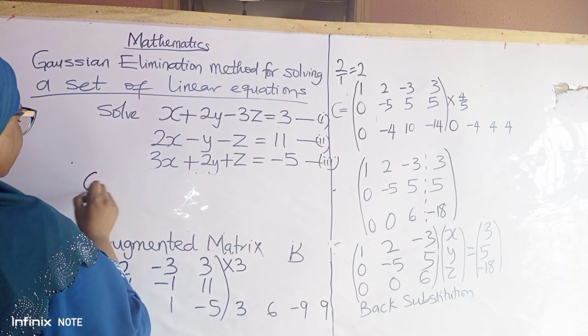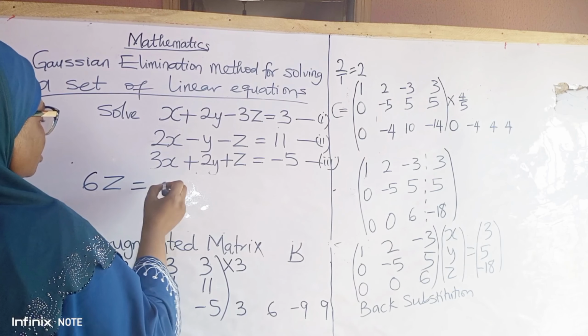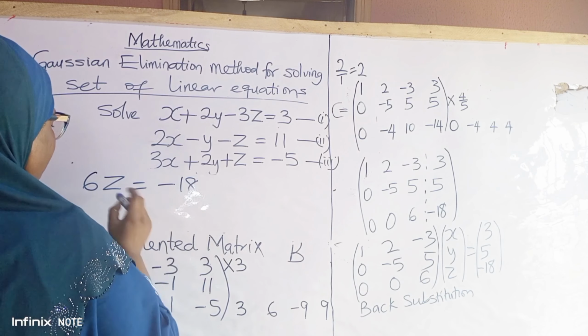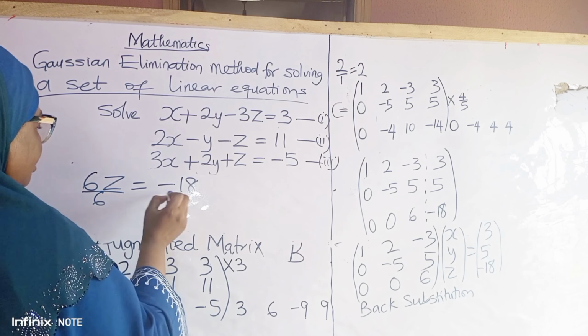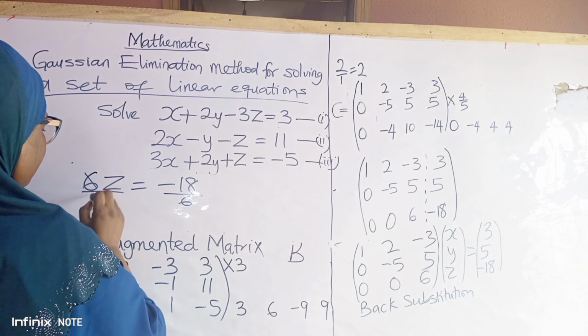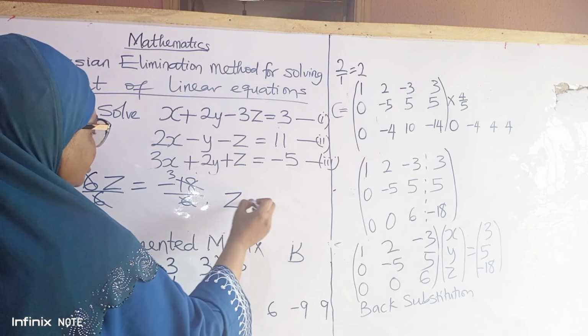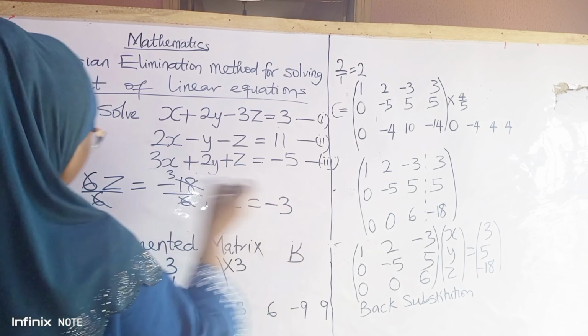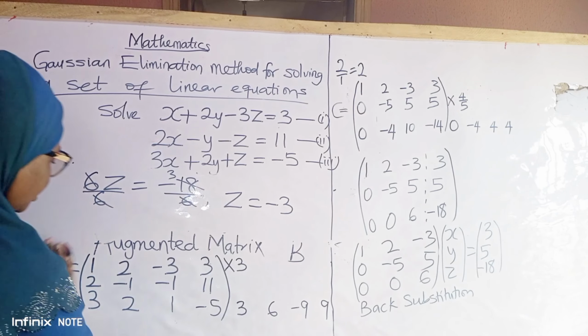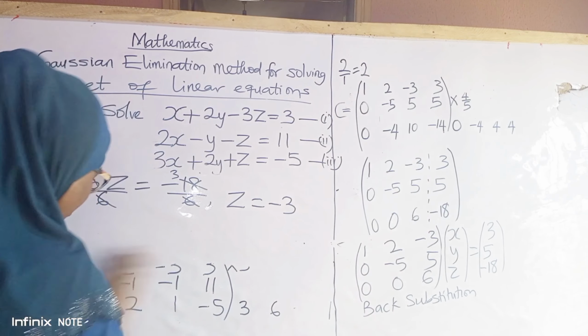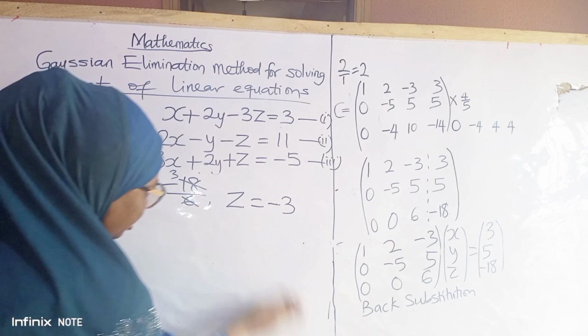That will be 6z is equal to minus 18. So from here, divide both sides by 6. Cancel, cancel. So that means z is equal to minus 3. So we have gotten the value of z. So we are doing it backwards.